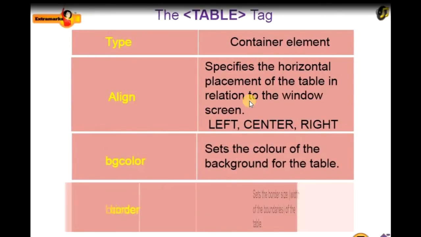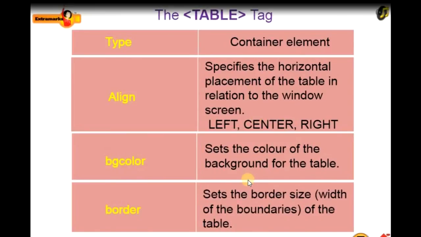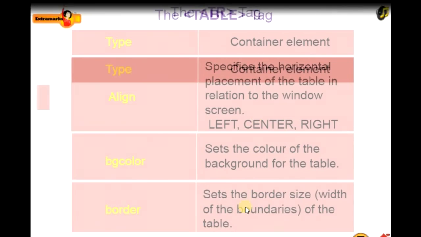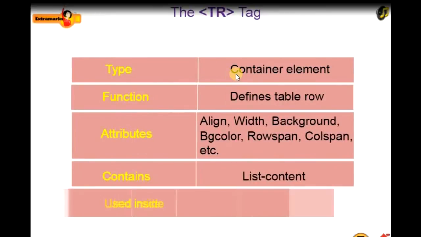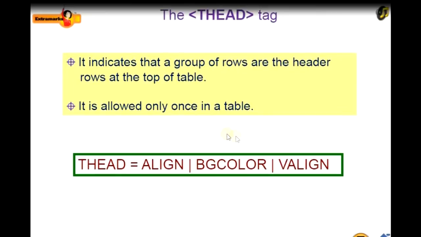It is a container tag. Alignment is left, right and center. We can set the BG color and the border. Another one is TR, again a container tag, which defines table rows, contains list contents and is used inside body contents, and the attributes are these. T head indicates the group of rows as a header row at the top of the table. It is allowed once in a table.